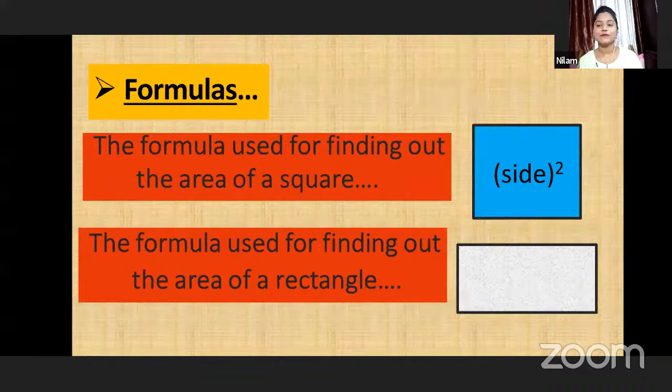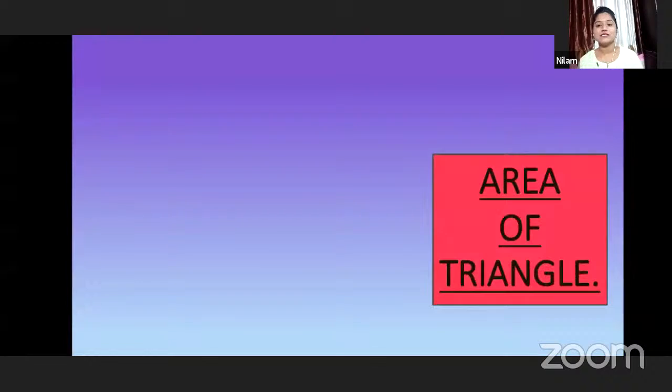Miss, length into breadth. Yes, length into breadth. Yes, Shivansh, very correct, beta. The answer is length into breadth. So the formula used for finding out the area of a rectangle is length multiplied by breadth. Here we have used the abbreviation of length and breadth, that is L and B. Okay. So these were the formulas that we have learned in the last session.